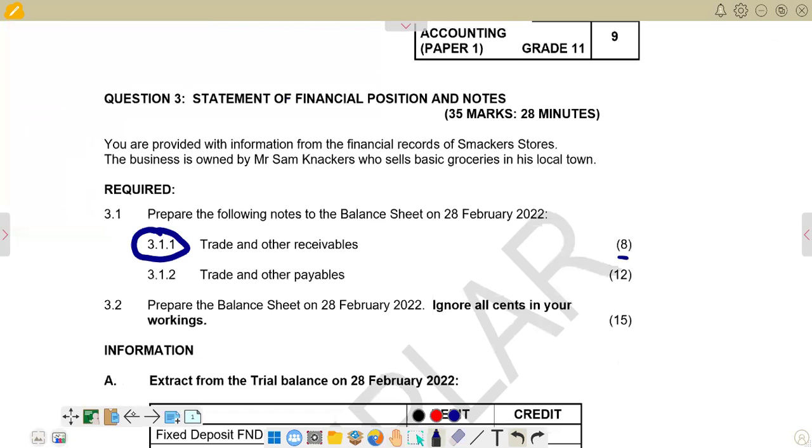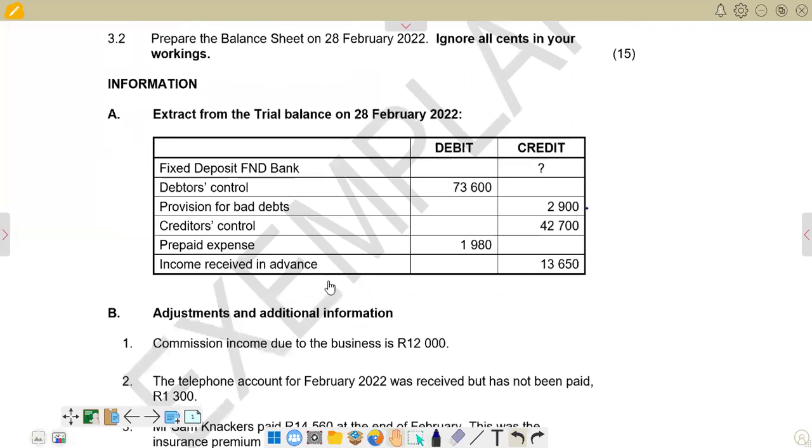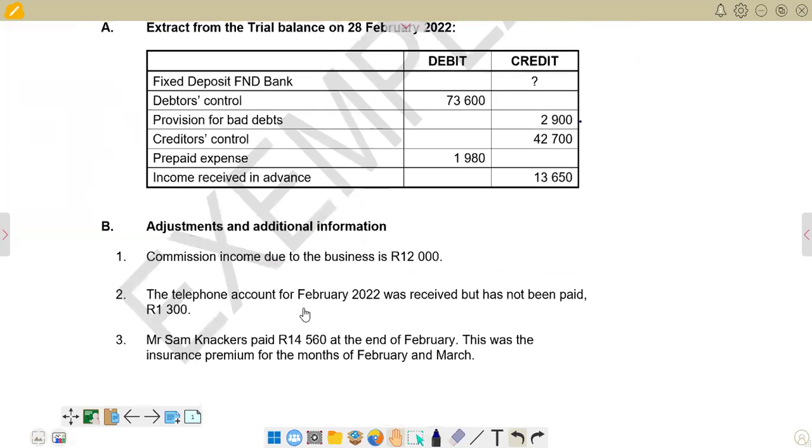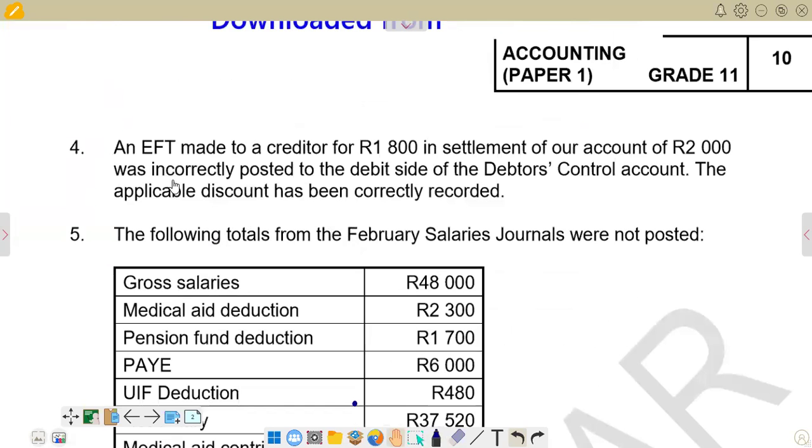If you come back to the beginning of the question, you see that we are given the figure for debtors control, which is 73,600. And then we look in the additional information for anything affecting debtors control. If you come to the next page, you will see that we have something that is affecting our debtors, that is item 4. Item 4 reads, an EFT made to a creditor for 1,800 in settlement of an account of 2,000 rands was incorrectly posted to the debit side of the debtors control account. The applicable discount is correctly recorded.